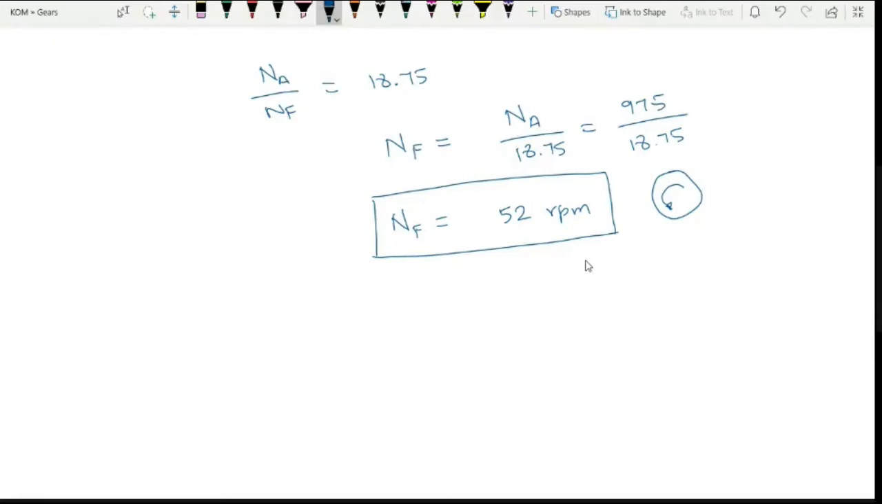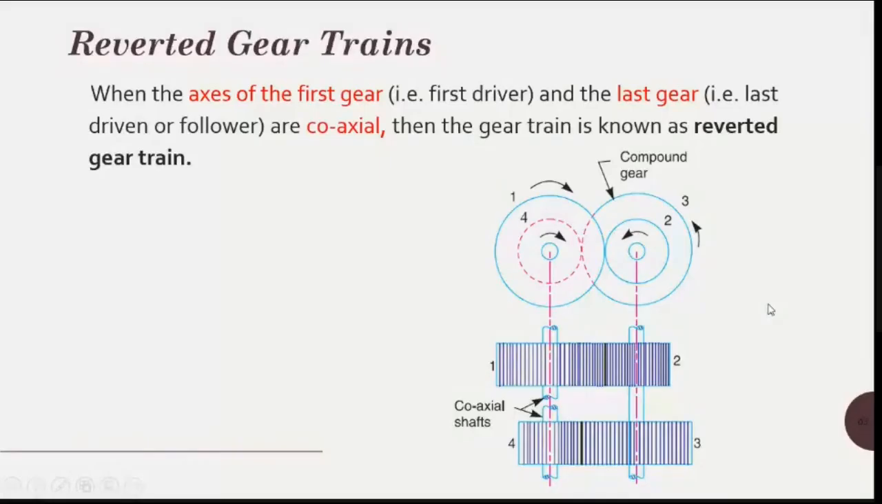This is a problem related to a compound gear. A reverted gear train is also like a compound gear, but the input shaft and the output shaft will be in the same axis. It is not connected, it will be in the same axis.